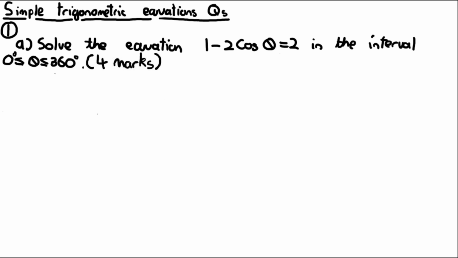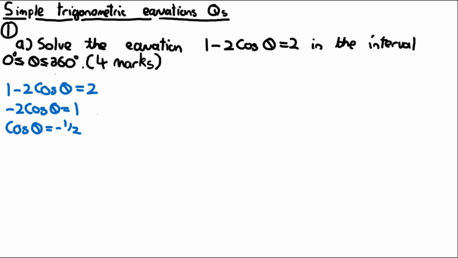So for question 1 part A, the first thing that we need to do is to rearrange the equation 1 minus 2 cos theta is equal to 2. So we bring the 1 onto the other side to make minus 2 cos theta is equal to 1, and divide both sides by minus 2 to get cos theta is equal to minus a half. And then we can just do the inverse cos of minus a half to get 120.